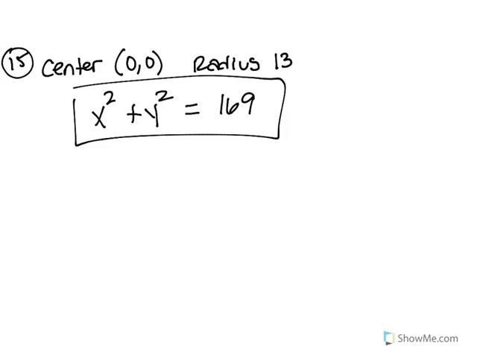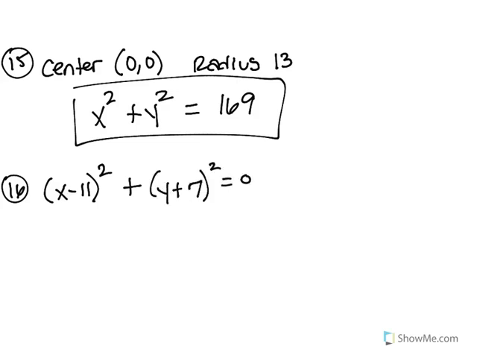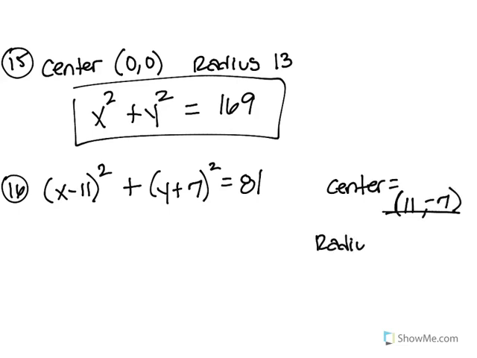Okay, the next two, I'm giving you the equation, and I want you to give me the center and the radius. So on 16, you're going to simply tell me the opposite. You pull out the opposite that's in those parentheses. So that would be a positive 11 and a -7. And you take the square root of 81, which would give us 9 as the radius.